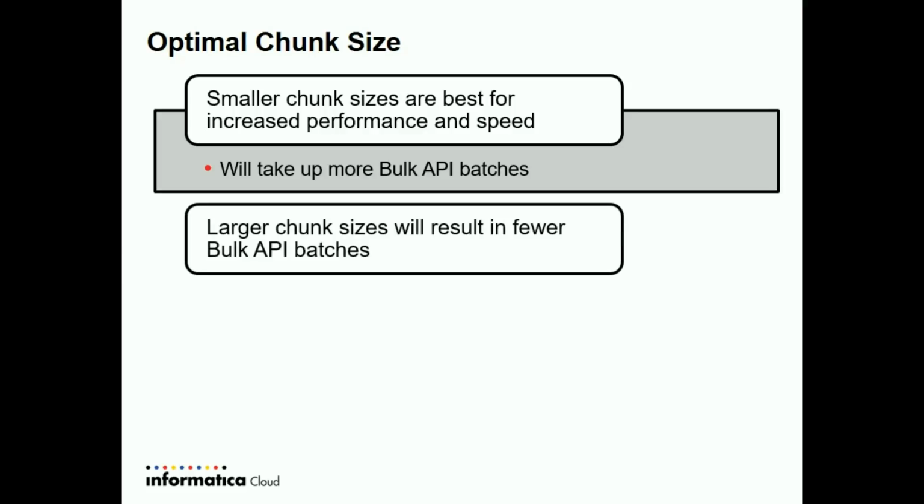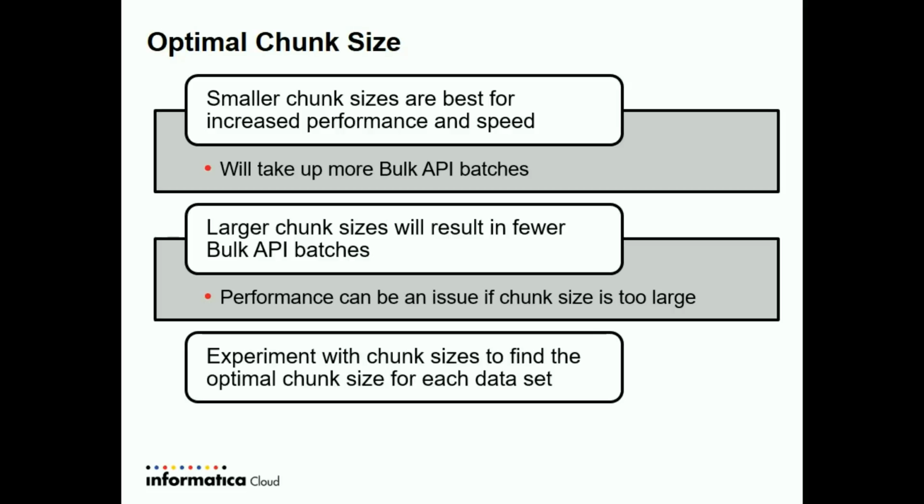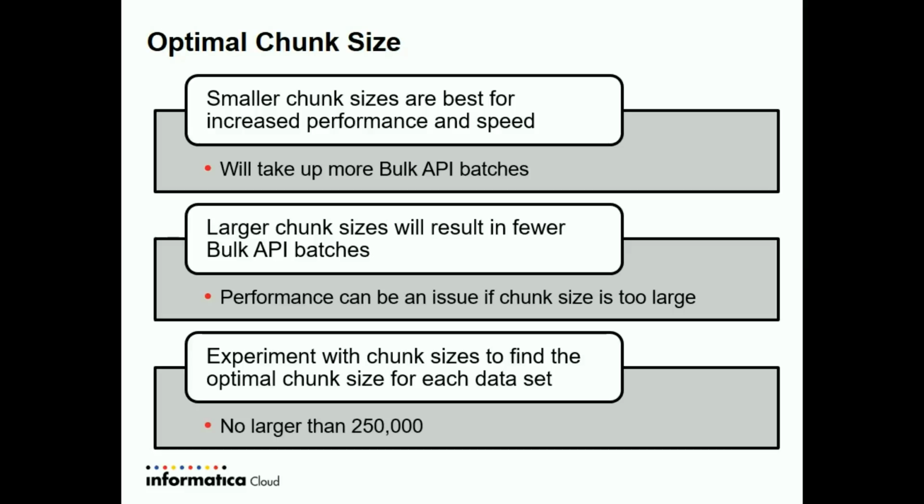However, if the chunk size is too large, it might cause the job to time out frequently and this will impact the performance of the job. So in order to find out the optimal chunk size for each dataset, you will need to experiment with the chunk sizes. Based on the number of records to be fetched, chunk sizes can be made smaller or larger. You should create different chunk sizes to find out which size is the optimal chunk size. However, you should note that the maximum chunk size should not be larger than 250,000.